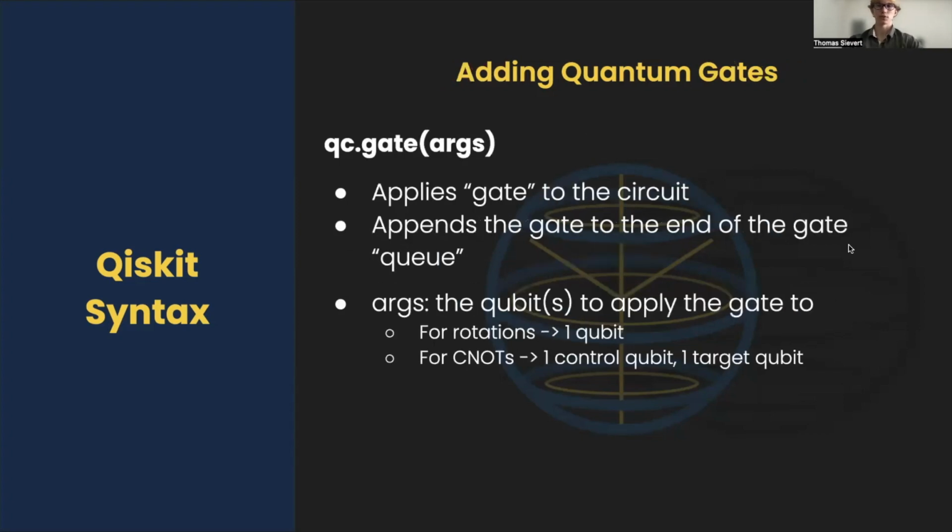So we've made our quantum circuit, our object, which is the thing that we're now going to be adding all of our gates and measurements to. But how do we actually do that? What we do is take the name of our quantum circuit object, QC, and call a method function on it, .gate, where gate stands for whatever the name of the gate is. And then that gate will take some arguments. All it does is append that gate to the end of this queue of gates that are going to happen.